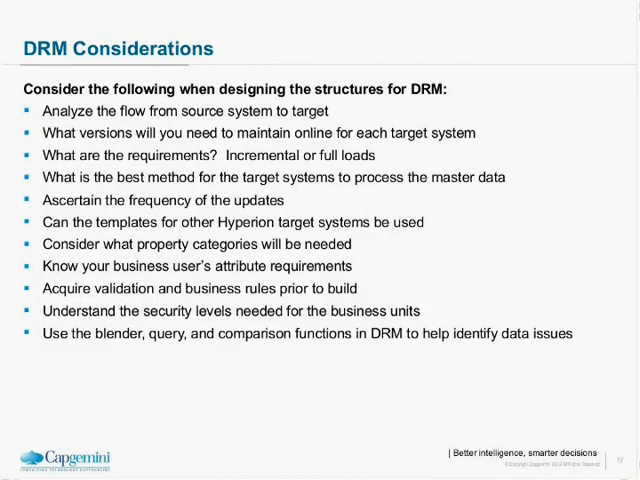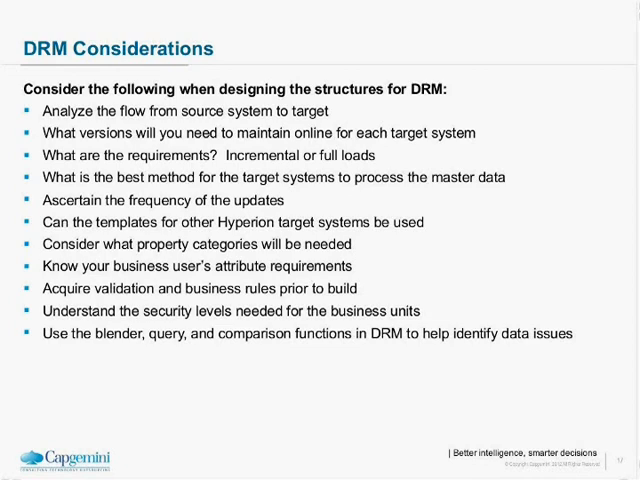So next, we're going to go into the DRM considerations. This is a summary list of the key DRM considerations that you should be looking at when you're trying to design structures for DRM. Analyze the flow from your source system to your target. When you're analyzing the process flows, make sure you go from source and realize that the target systems change, and look at what you're going to need in those target systems. This can be done in a later phase than your initial design phases, but it is something that will need to be done right at the start of the build.